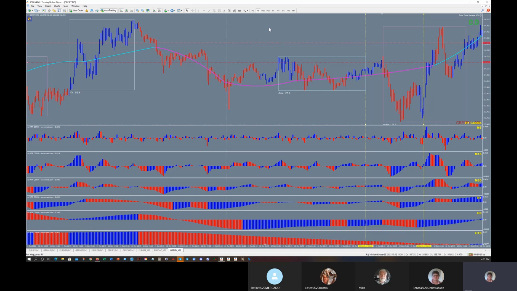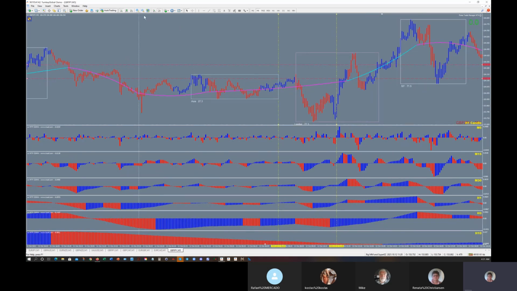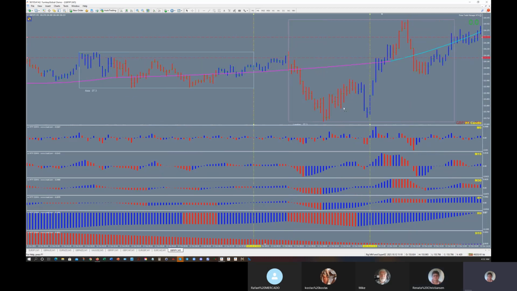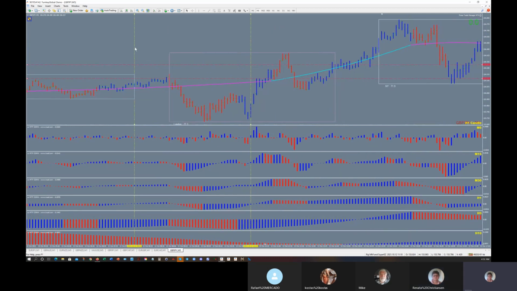This is not a trade. Could be a trade, but probably not a trade. 18 pips. No, not a trade. Where's my next setup? It's probably not set here. So this is my next setup, right? This is maybe probably too much. Too much again.